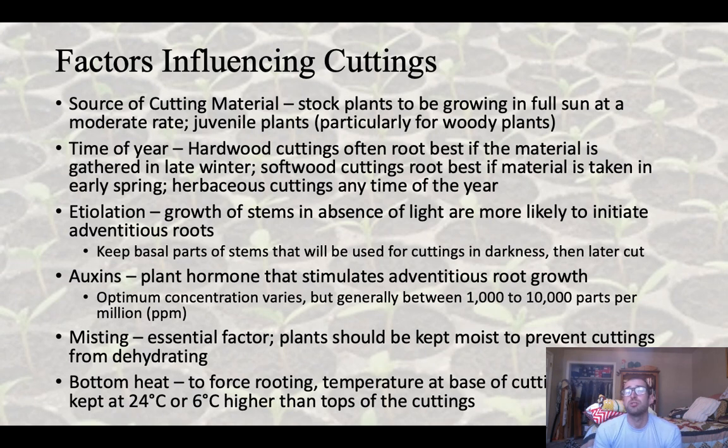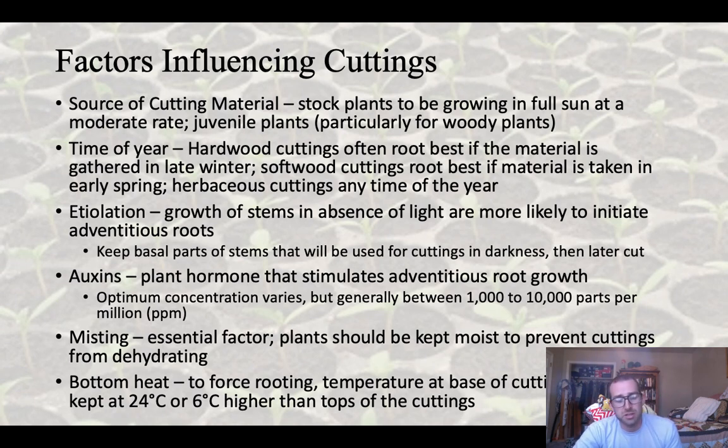Etiolation is something you can do to improve the initiation of adventitious roots. So etiolation is essentially where you're growing the plant, or at least a section of the stem, in darkness. If you know you're going to take a cutting, you may wrap some tape around a certain section, keep it from getting light. That creates this etiolation, and it essentially makes it more likely for adventitious roots to grow from that section. So you would keep it covered, take your cutting, uncover it, plant it, and it's going to make it more likely for roots to grow.